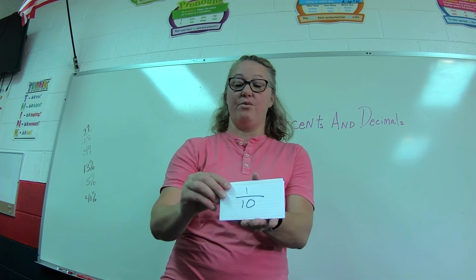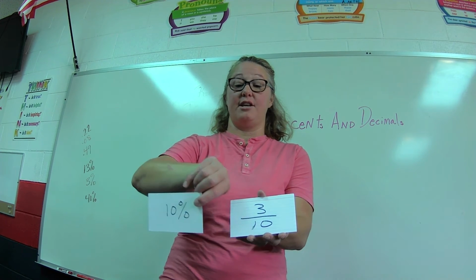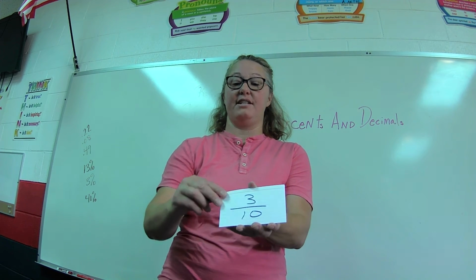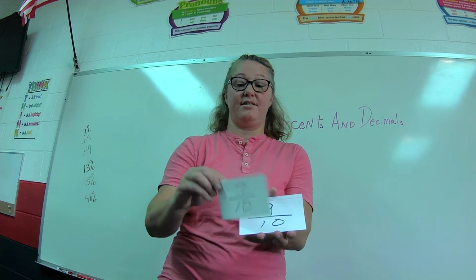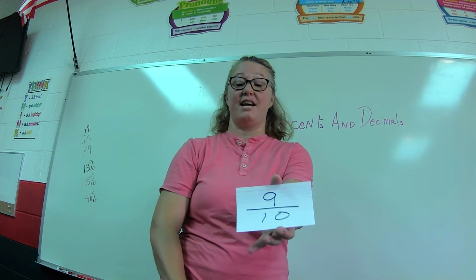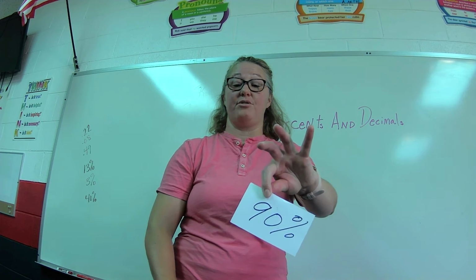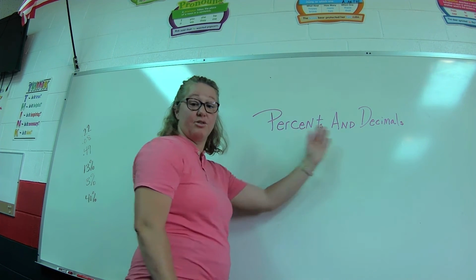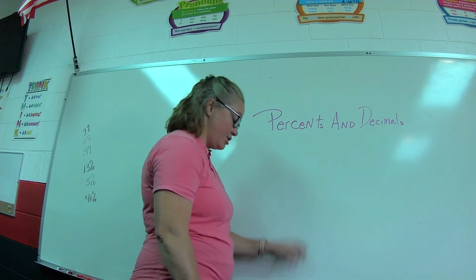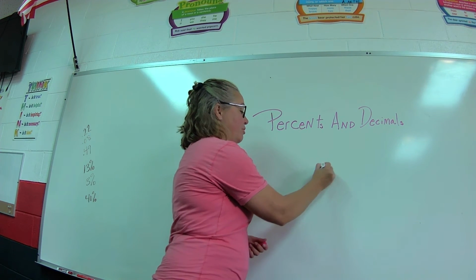Then you have 1/10, which is 10%. 3/10 is 30%. 7/10 is 70%, and 9/10 is 90%. All right, so percents and decimals. Percent is another way of writing decimals, and we use the symbol for percent.